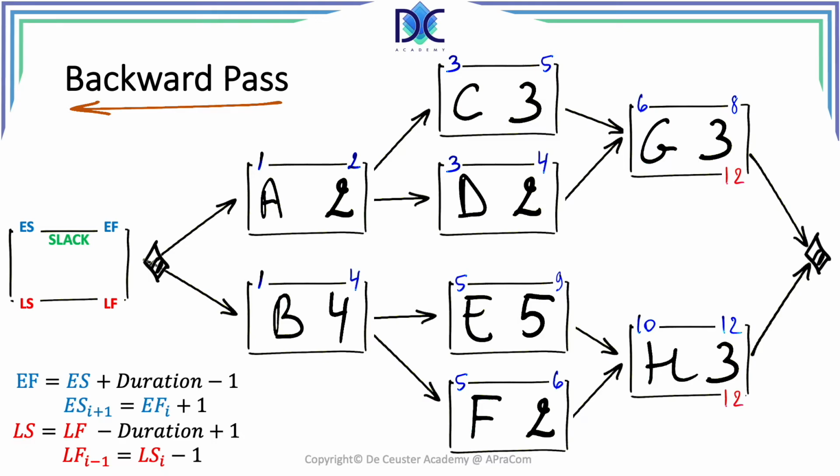A typical mistake that many people make is that they select the early finish of G as late finish, and that is wrong. Let us look back at what the meaning of late finish is. The late finish is the latest time or period an activity can finish without changing the project duration. This automatically means that G can finish the latest at period 12 without changing the project duration.